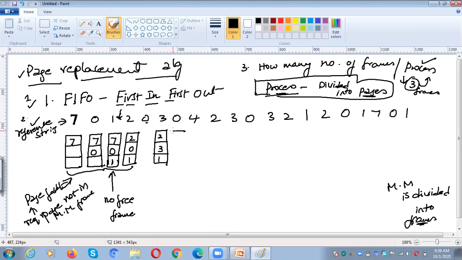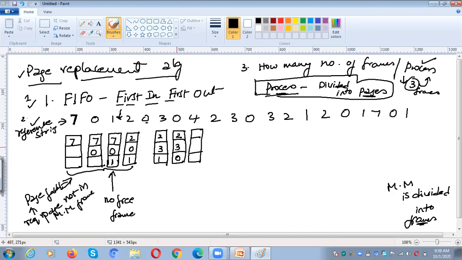And again, now there is a page fault again. I require page 0, but the page is not available in the main memory frames. So what do I have to do? Again, 1 is replaced with 0. 1 when compared to 2 and 3, 1 came into the main memory first. That is the reason why I replace 1 with 0. And then 4. 4 is also not available in the main memory frame. So I need to replace it with 2. 2 is replaced with 4. Why?